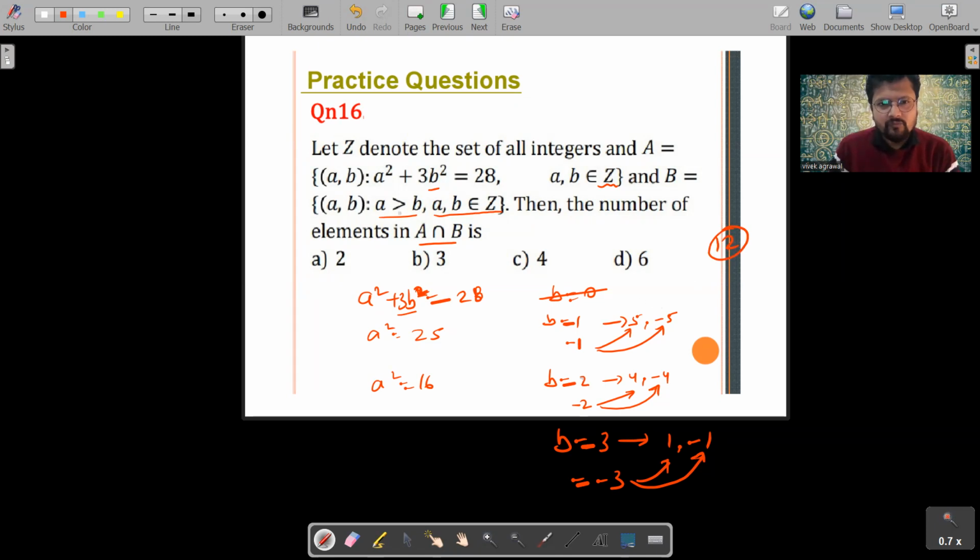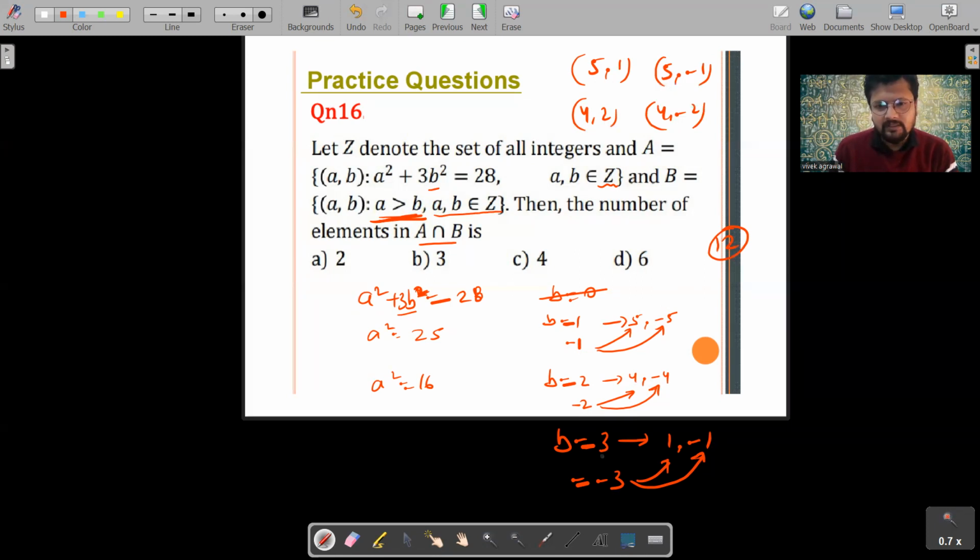Now, I have to choose when a is greater than b. So that can be 5 comma 1. Yes. Minus 5 with 1 would not be possible. Then I can take 5 with minus 1. Can I take minus 5 with minus 1? No, because minus 5 is less than minus 1, so that is also not possible. Now, can I take 4 comma 2? Yes. Can I take minus 4 comma 2? No. Can I take 4 comma minus 2? Yes. Can I take minus 4 comma minus 2? No.